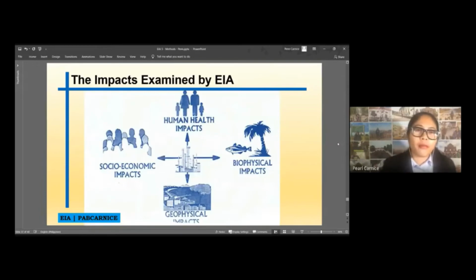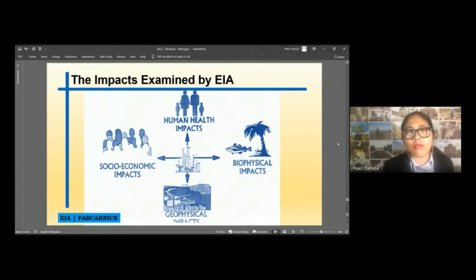So, as what I showed you last meeting, on how impacts are examined by EIA, there were actually 8 components, but on this illustration, I'm showing only 4, which are usually the 4 components of the ecosystem that is usually being impacted by certain projects. So of course, we have to consider the human health impacts, the socio-economic impacts, the biophysical impacts, and the geophysical impacts. Usually in a lot of EIA studies, these are the 4 components.